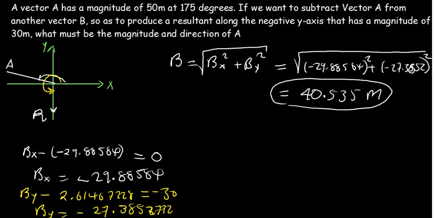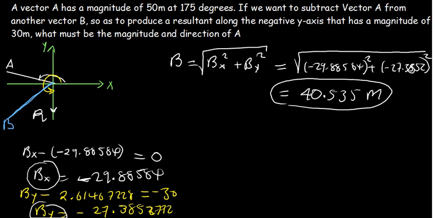Now to find the direction, the first thing is we need to know in which quadrant this vector b is going to be. Now look at this. The x value is negative. Okay, the y value is also negative. In which quadrant we expect both the x value and the y value to be negative? That is in the third quadrant. So this is where the vector b is going to be.